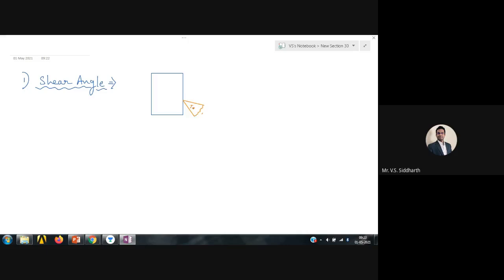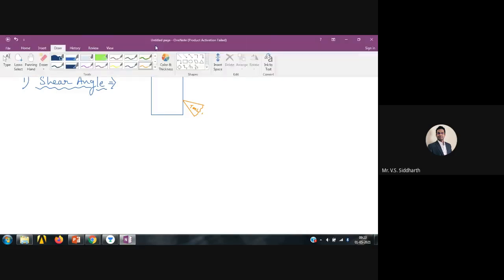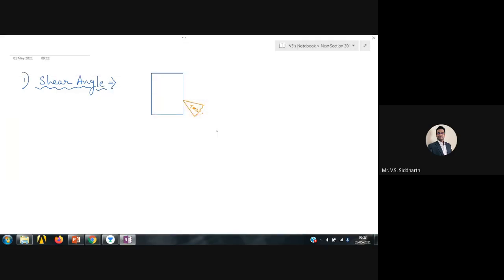This is the tool. Okay. This is the alpha naught angle, which is the reference line, this reference plane. And I already told you that the plane across which the shearing takes place is known as the shear plane. So basically, this is my shear plane because across this plane only the shearing is happening. So this is known as shear plane.